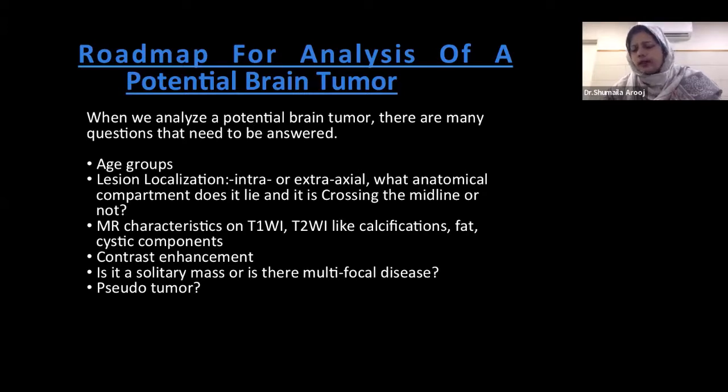After looking at the age and parameters of the patient, and deciding whether the lesion is intraaxial or extraaxial, you come to the MR characteristics: how does it look on T1, how does it look on T2, does it have fat, does it have a cystic component, is it showing enhancement with contrast, is it a solitary or a multifocal lesion? When you have this checklist in your mind, you are able to characterize a lesion in a better way. So always make a virtual checklist in your mind of how you are going to approach a lesion while you're reading an MRI.